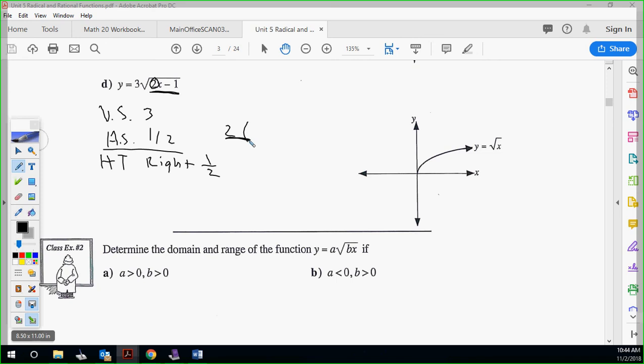Okay, so anyway, we're good. So vertical stretch 3, horizontal stretch 1/2. We're going right 1/2, so that means we're going to be right there. So you can plug some things in to get some values. A good one to plug in could be 1. So what's happening when I put a 1 in? Well, 2 times 1 is 2, minus 1 is 1. Square root of 1 is 1, times 3 is 3. So at 1, I'm at 3.